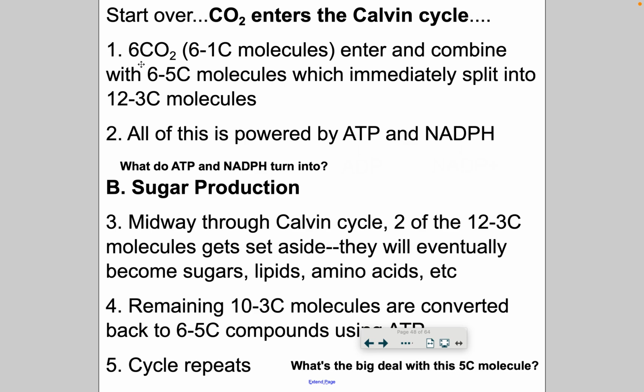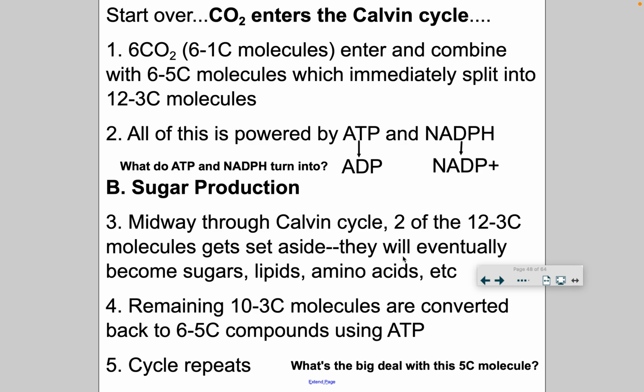All of this is being powered by ATP and NADPH. And when they are used, what do they turn into? ATP becomes ADP, and NADPH becomes NADP+. Midway through the Kelvin cycle, 2 of the 12 3-carbon molecules get set aside. And those will eventually become sugars, lipids, amino acids, some other complex carbohydrate or macromolecule. The remaining 10 will move on and be converted back into 5-carbon compounds using more energy. And then the cycle's going to repeat itself.